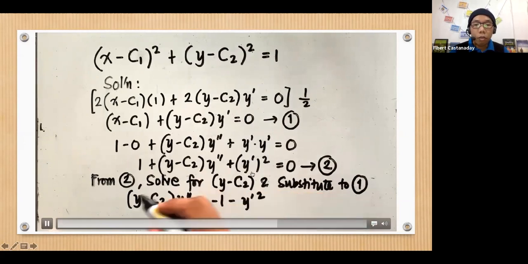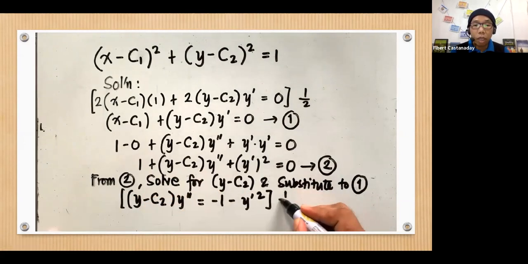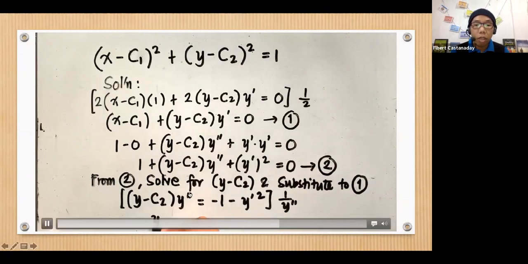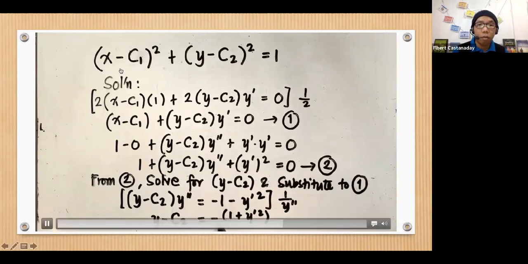Now, let's continue. Okay, so to solve for y minus c sub 2, I will divide both sides by y double prime. Okay, kasi may y double prime ka dito. Then you have y minus c sub 2 equals, okay, common yung negative signs, you can factor out minus sign there. So minus times the quantity 1 plus y prime squared. Okay.